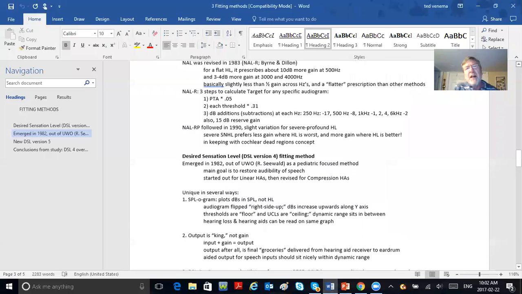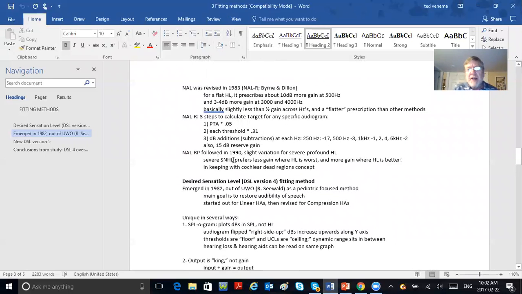Now, I kind of missed a little thing here about NALRP. When we talked about NALR, we talked about how it was revised. NALRP was a little wrinkle on NAL. And what they did was they backed off from giving a lot of gain where there was very little hearing. But we'll get to that later again.